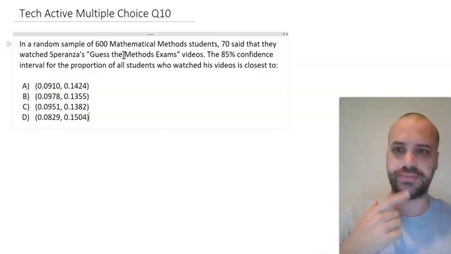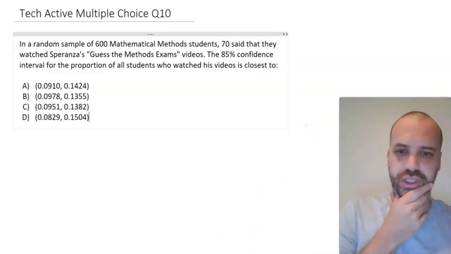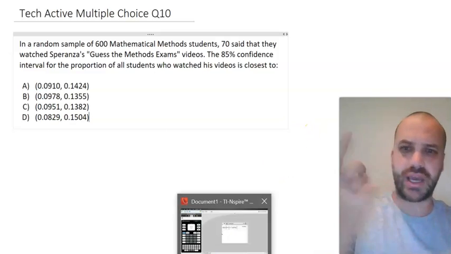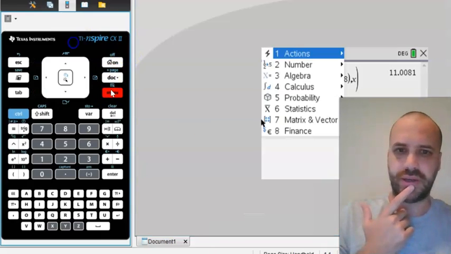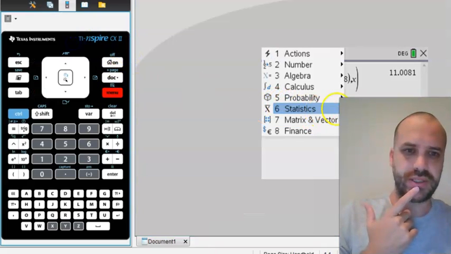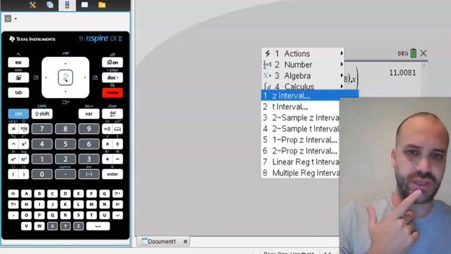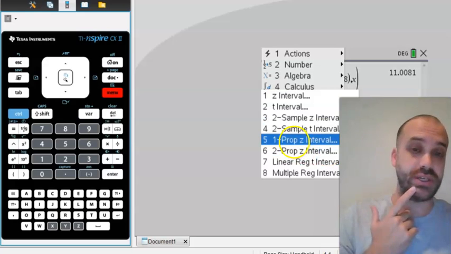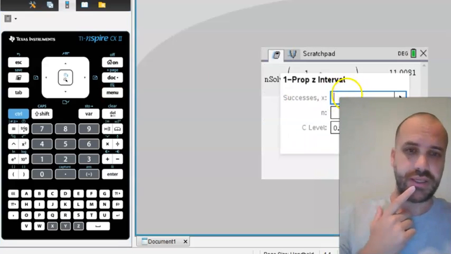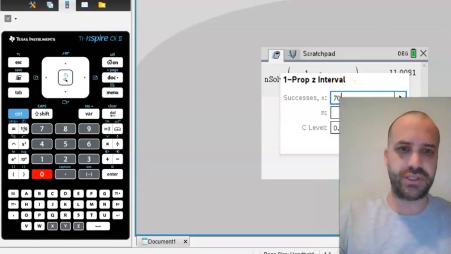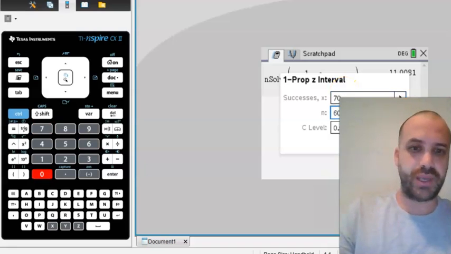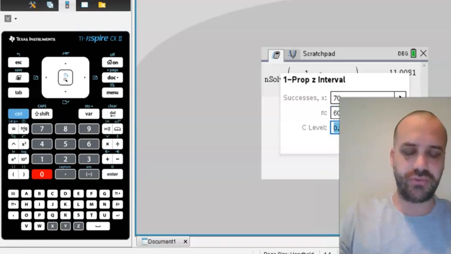All right, let's do it. It's a confidence interval question. Let's jump into our calculator. 60, 70, 85 are the numbers I need. All right, menu, statistics. We're doing confidence intervals, and we need this one, 1-prop z interval. Okay. Successes, all right, I've already forgotten it, 70. Number of people, 600. And the confidence level here was 85, I believe.